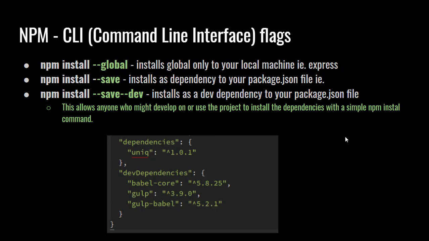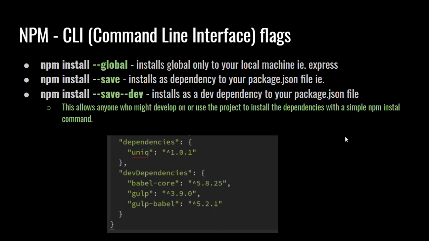npm install --save installs a dependency to your package.json file. So basically, it'll go in that list of dependencies there. As we have, there's that unique name and the semantic versioning there. So basically, it's going to be local to package.json. npm install --save-dev installs a dev dependency to your package.json file.